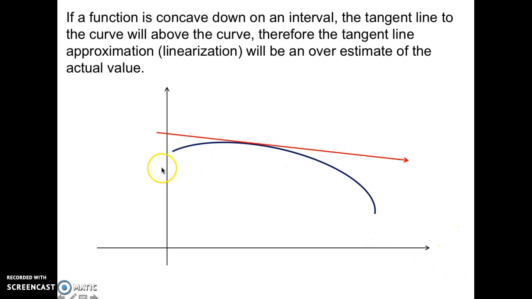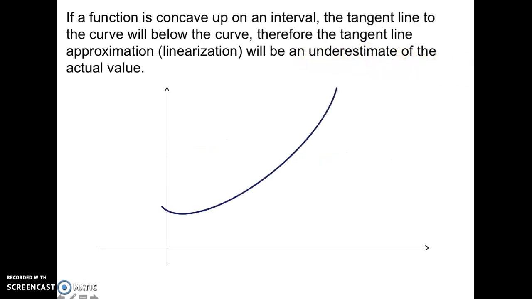If the curve is concave down, the tangent line to the curve would look something like this. And if we're going to use the line as an approximation to the curve, it's going to be above the curve. Therefore, we would say it's an overestimate of the actual value of the curve. If the curve is concave up on an interval, then of course when we draw the tangent line to the curve, it is going to be below the curve. Therefore, the tangent line approximation, or the linearization, or the line itself, will be an underestimate to the actual value of the curve.